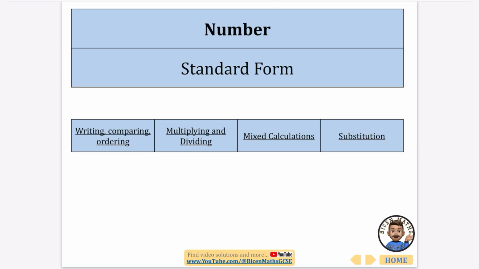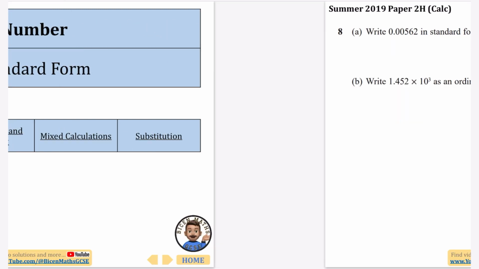Okay, so we're going to look at standard form, and there are these four kinds of questions that we've got: writing, ordering and comparing, multiplying and dividing, mixed calculations, and substitution. So we're just going to get started straight away.